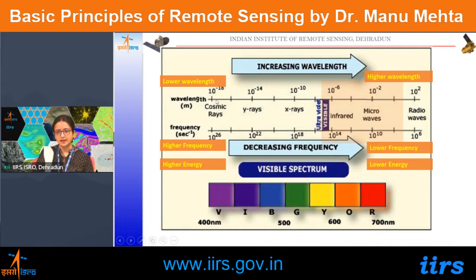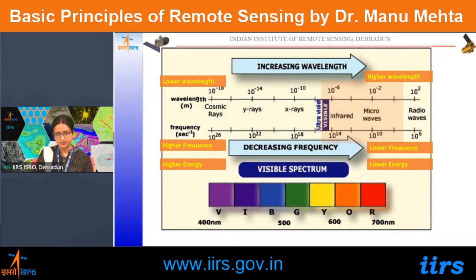I hope all of you already have some information on this, where cosmic rays have the highest energies, then gamma rays, then X-rays, then ultraviolet, then visible, infrared, microwaves, and finally radio waves. So the cosmic rays have the lowest wavelengths, the highest frequencies and the highest energies, whereas the reverse is true for radio waves. Now, where do we have our interest?